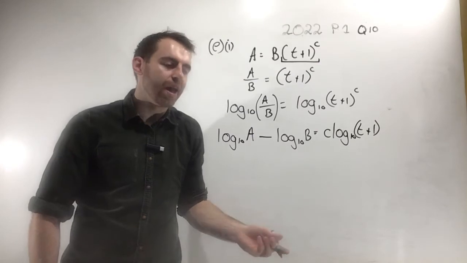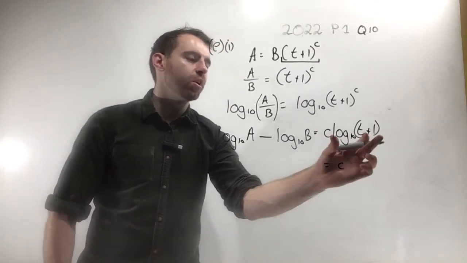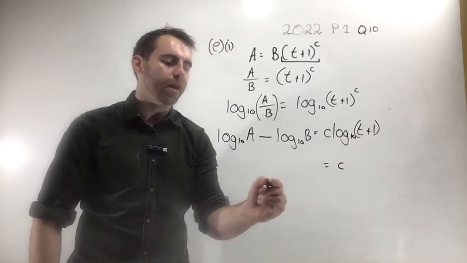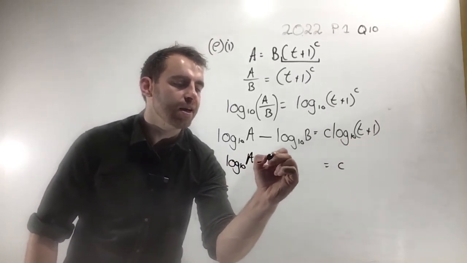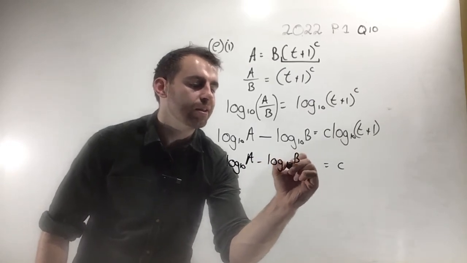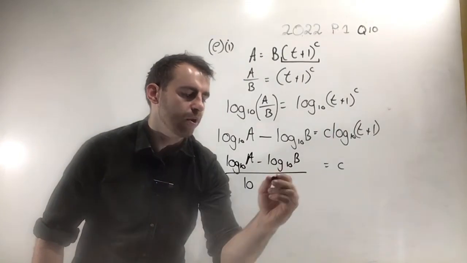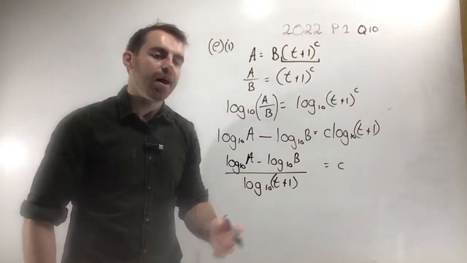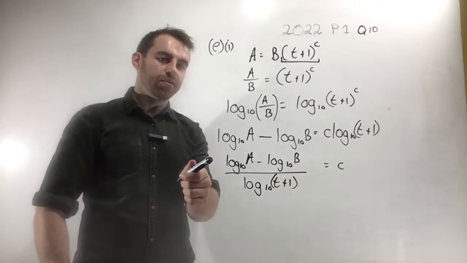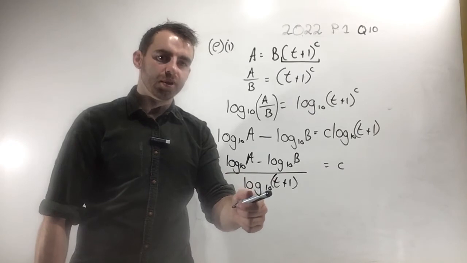Now, my final step, I simply want to get c on its own. So I'm going to divide both sides by log t plus 1 to the base 10. So the left-hand side will be log a to the base 10 minus log b to the base 10, divided by everything that c was multiplied by up here. It's going to be log t plus 1 to the base 10. And there we have it, c in terms of log a to the base 10, log b to the base 10, and log t plus 1 to the base 10.